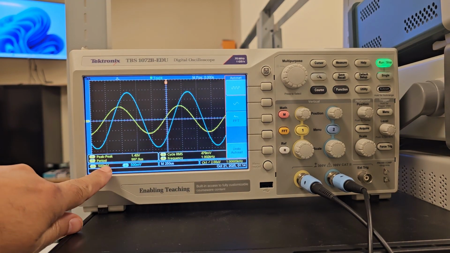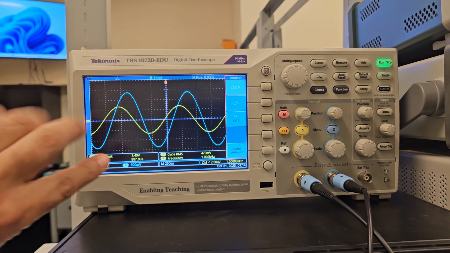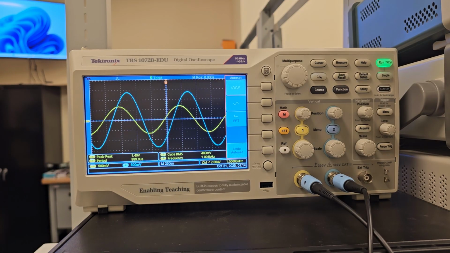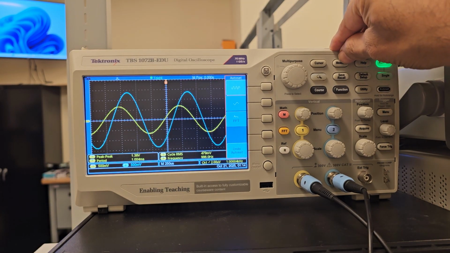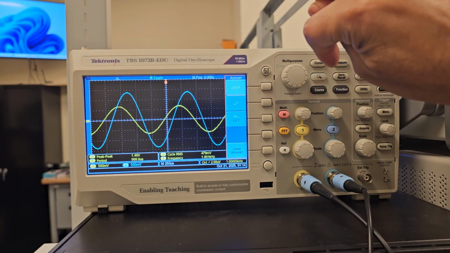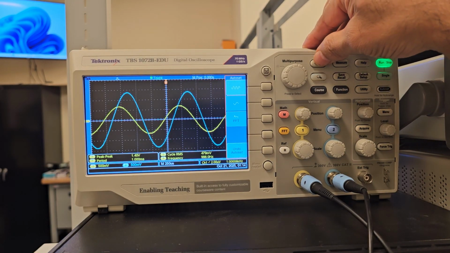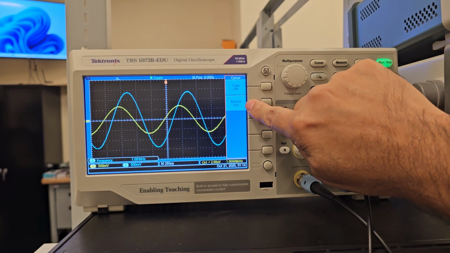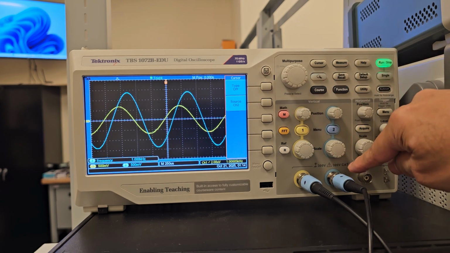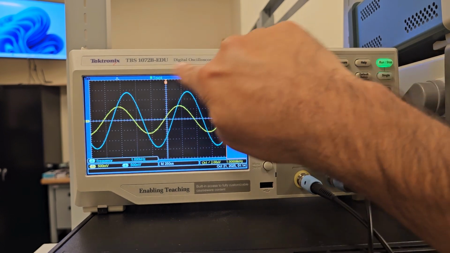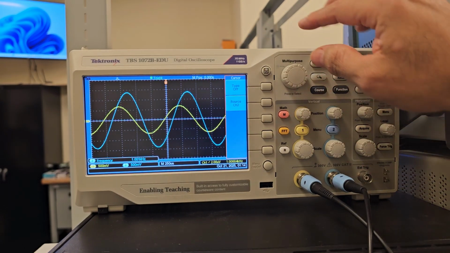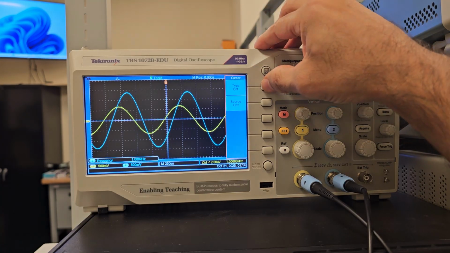And we already have the period, but I want you to learn how to do this manually as if you don't have those measurements. I'll leave them on there so we can do the actual cursors. So let's go ahead and do cursors. I'm going to hit cursor right here, and I'm just going to leave it on channel 2. Channel 2 is this blue signal right here, the blue waveform. Now the type, I'll just click on that.